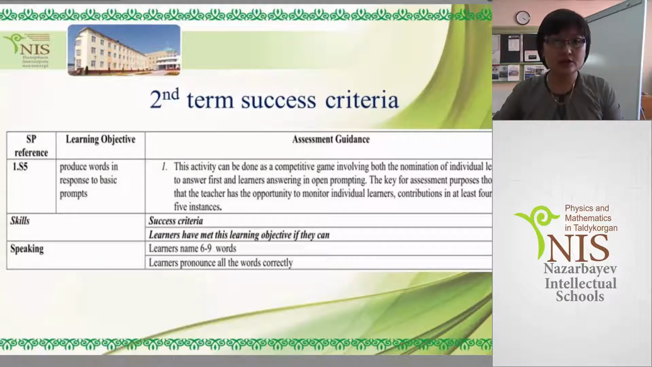Let's talk about the success criteria of second term speaking. Assessment guidance says: this activity can be done as a competitive game, involving both the nomination of individual learners to answer first and learners answering in open prompting. The key for assessment purposes, though, is that the teacher has the opportunity to monitor individual learners' contribution in at least 4 or 5 instances.